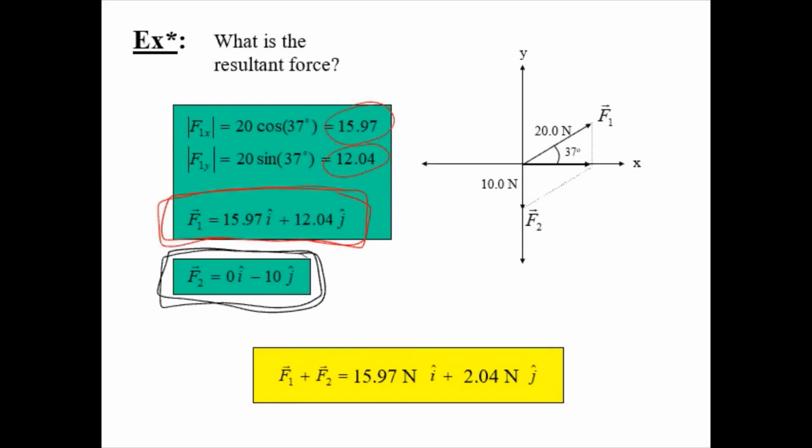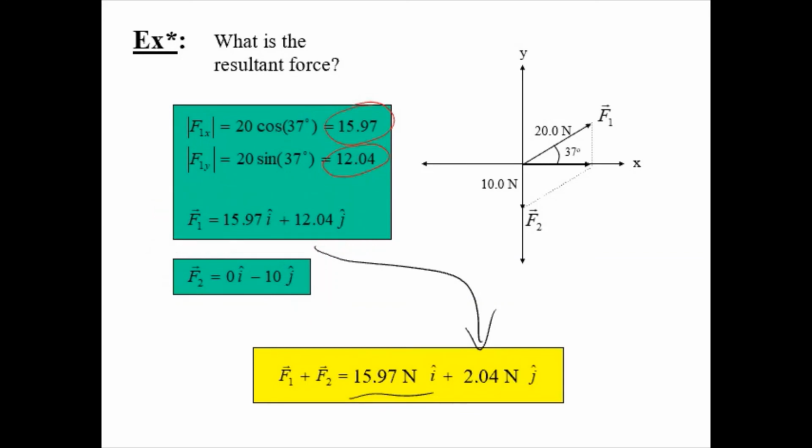I stack them on top of one another, add up the i components to get the i component for the sum, and add up the j components to get the j component of the sum of the two vectors. So 15.97 plus 0 gave me my 15.97 for my i component, positive. 12.04 minus 10 gave me my positive 2.04 for my y component. So vector F1 plus vector F2 is 15.97i plus 2.04j newtons.